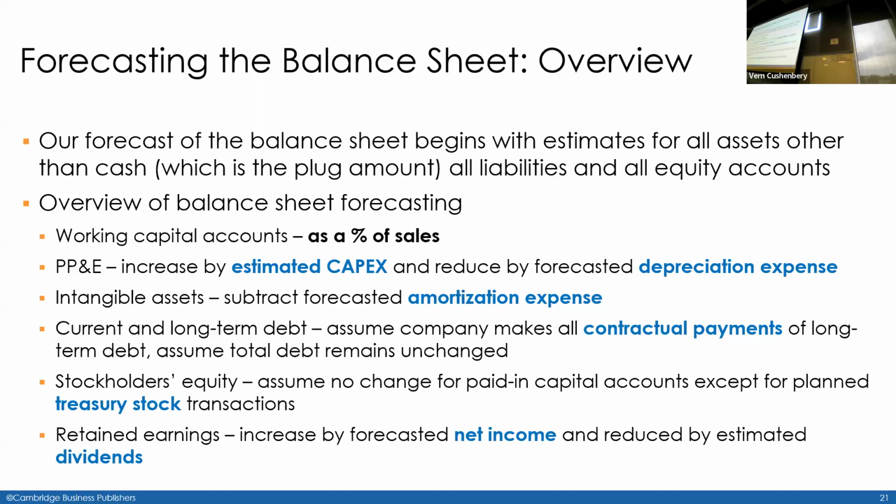Lastly, stockholders' equity. Stockholders' equity won't change except for retained earnings. Retained earnings flow in from the income statement at income. Unless we have treasury stock transactions. And this can get very, very challenging because you'll recall that treasury stock is often a mechanism by which management will manage all of their incentive comp.